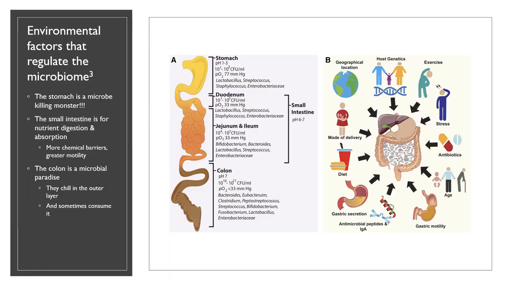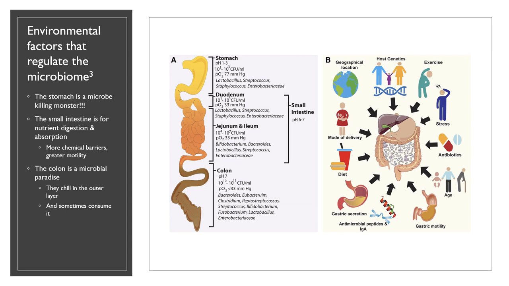So it's probably important to point out in a little more detail the environmental factors that regulate the microbiome. And we're going to begin with the stomach. As mentioned, the stomach is a microbe-killing monster, and that is because it is very low pH, a pH of 1 to 3, and that leaves us with around 10 to 1,000 colony-forming units of bacteria per milliliter. It's also higher in oxygen than the other areas, and we generally are going to see lactobacillus, streptococcus, staphylococcus, and enterobacteria. Some of these are found in the mouth, so they make their way into the stomach, and since some of them can live within the stomach, they are able to do so.